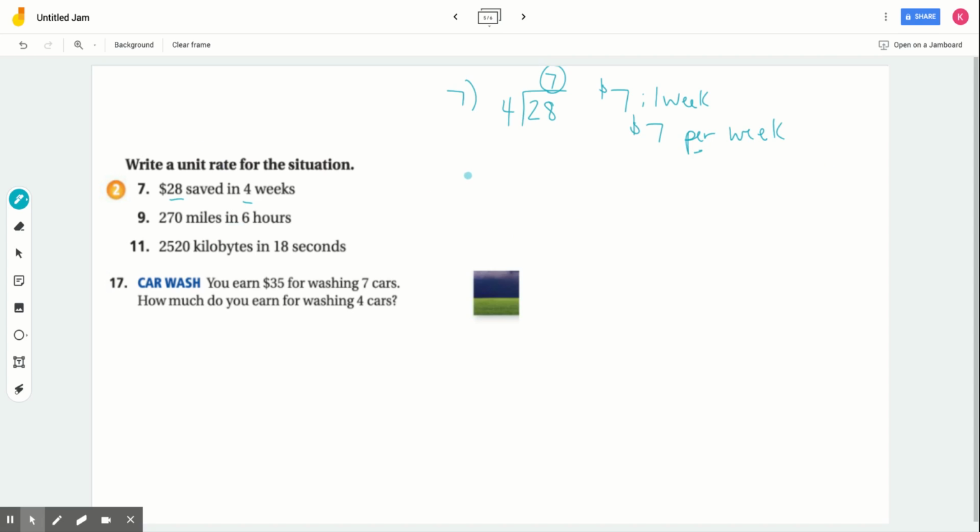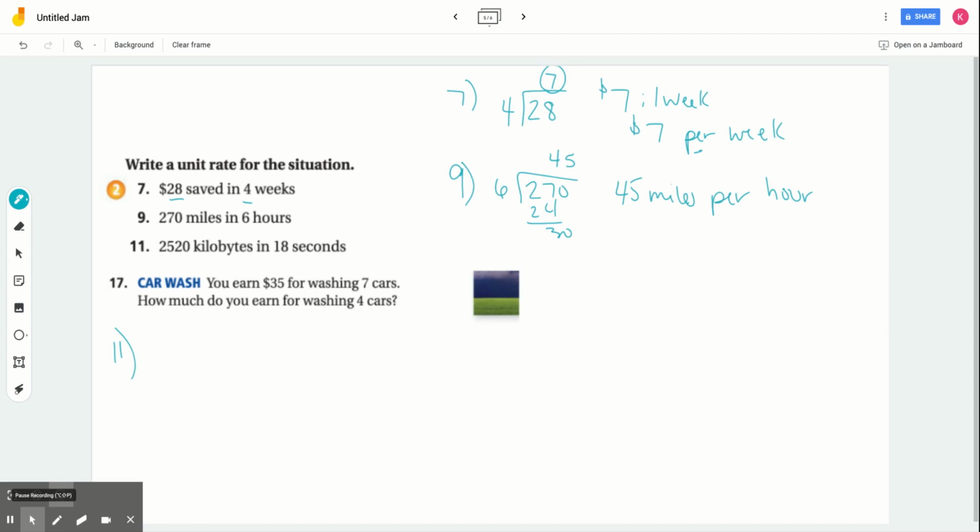So for number 9 here, 270 miles in 6 hours. Again, you're going to divide. 6 goes into 27 4 times, and 6 goes into 30 5 times. So we would have 45 miles per hour. Again, each hour. Go ahead and try number 11 on your own.